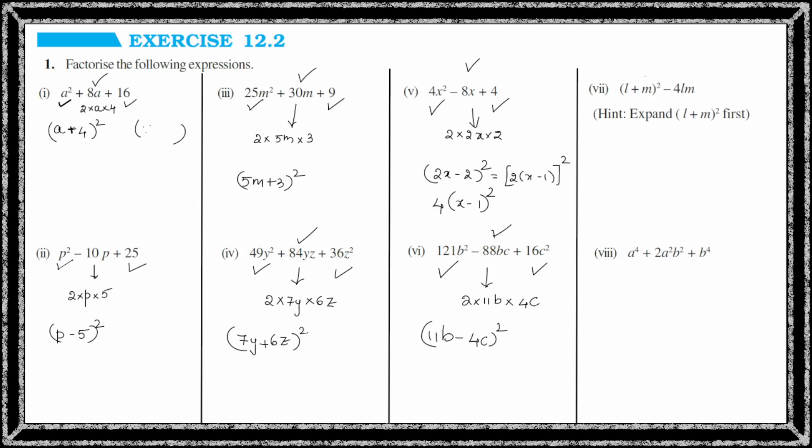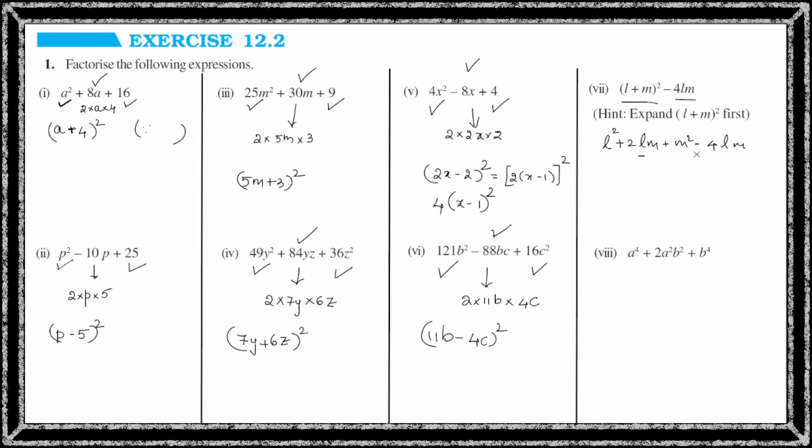Now here they have given us a hint. Now I have two terms, L plus M whole square and minus 4LM. Now clearly there is nothing common, and clearly your third identity is not going to work because this is not a perfect square. So it's not a square minus b square. So let's use the hint that they have given us. Expand L plus M whole square. Okay, it's going to give me this, right?